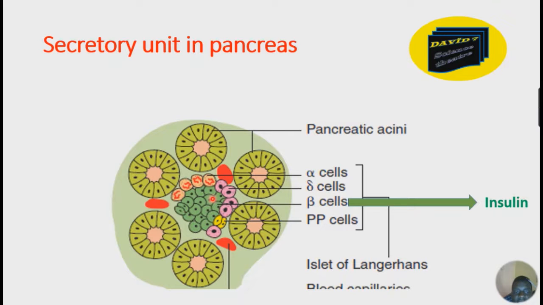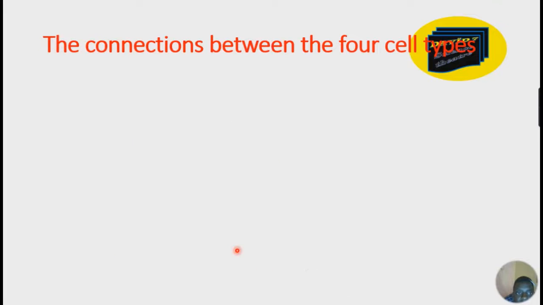Now, the four cell types in the islet of Langerhans: we have the alpha cells which secrete glucagon. We have delta cells which secrete somatostatin. We have beta cells which secrete insulin, which we're going to look at today. And we have the PP cells which secrete pancreatic polypeptide. So that is the secretory unit within the pancreas. These red structures are just blood vessels, call them capillaries. How are the four cells of the islet of Langerhans connected?